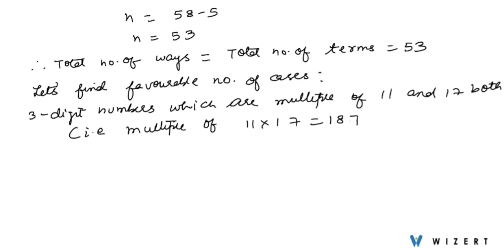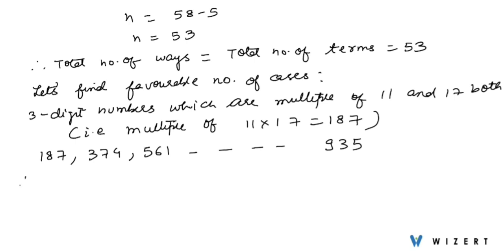which is equal to 187. So 187 is the first term, and again let's create the progression, that is 187, 374 will be the next term, the next term will be 561 and so on, and the last term will be 935, which is a 3-digit number and also divisible by 187 because it is a multiple of 187.